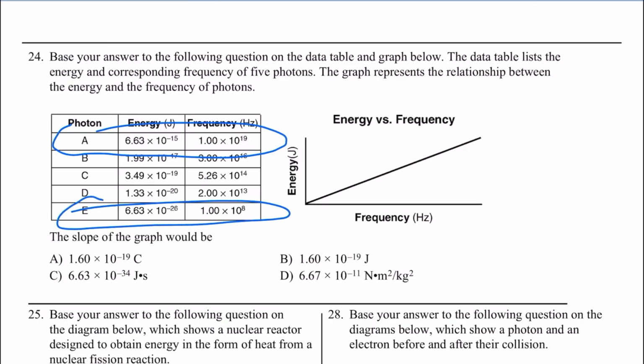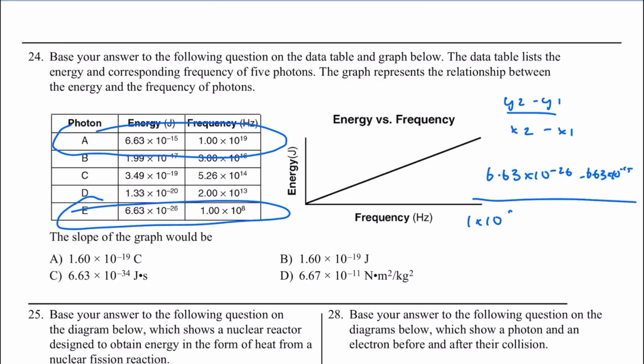Sorry, and E. And then energy is our y and frequency is our x. Remember that slope is y2 minus y1 over x2 minus x1. And we literally just solve for slope. It's really easy. So since energy is our y, we're going to do 6.63 times 10 to the negative 26 minus 6.63 times 10 to the negative 15 over 1 times 10 to the 8th minus 1 times 10 to the 19th. Put that in your calculator and you're going to get 6.63 times 10 to the negative 34.